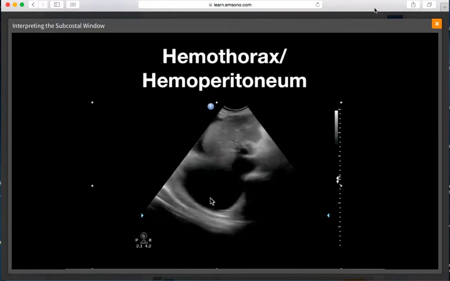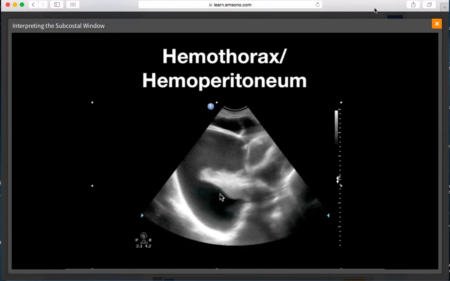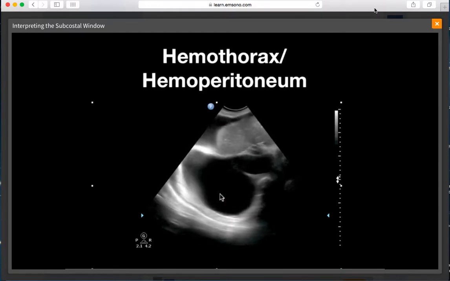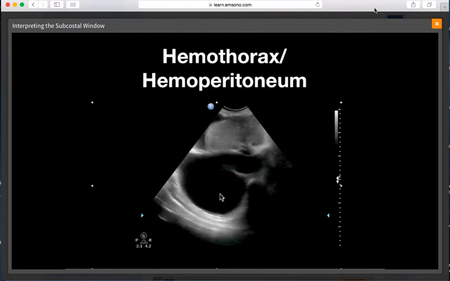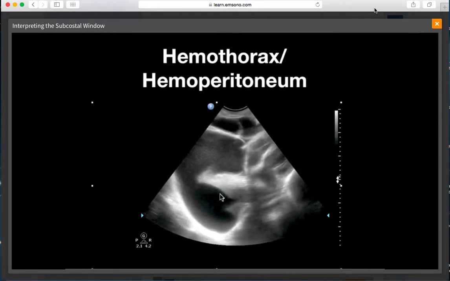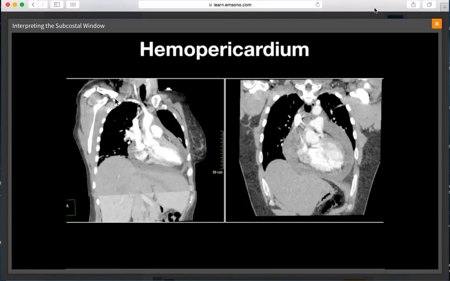But there's a lot of information that can be obtained from this subcostal window before you even get to the heart in terms of visually estimating the inferior vena cava size and looking for large intraperitoneal or right pleural space fluid collections. So now we're at the level of the heart, and now we're going to be looking for hemopericardium.